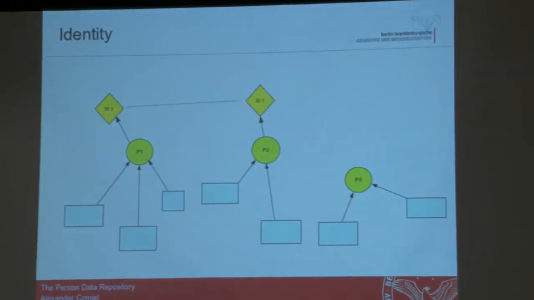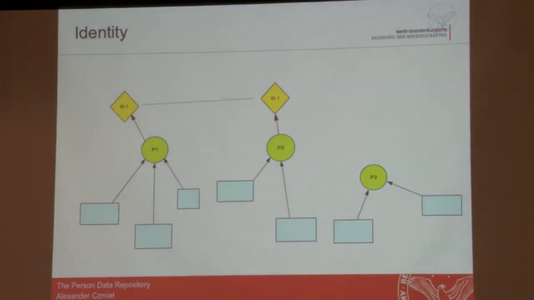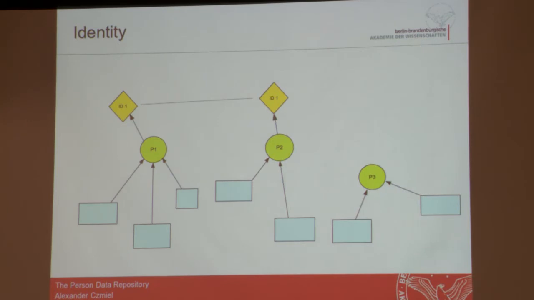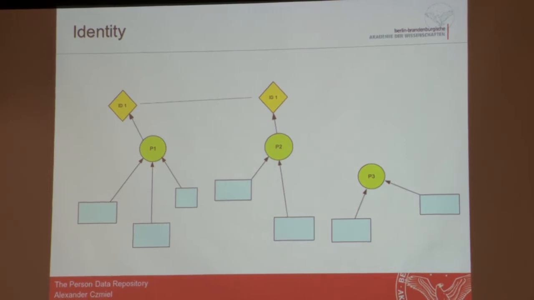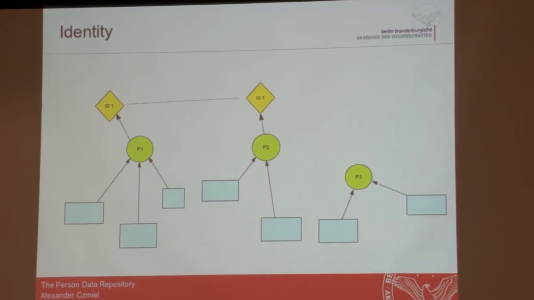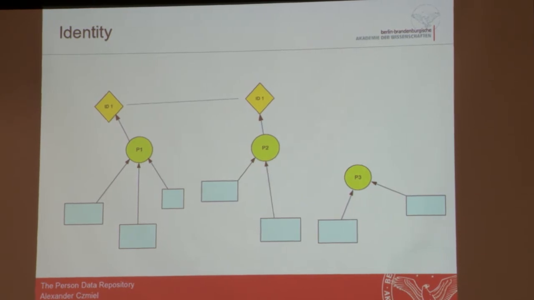Another big problem: identity. We have these person objects, but we don't know who they are. So we identify the persons via identifiers, like the PND or LCCN authority records. Here we have three persons, P1, P2, and P3. P1 and P2 have the same identifier, the same PND number. So that means that the blue box, the aspect, on the far left, also belongs to P2, not just to P1.